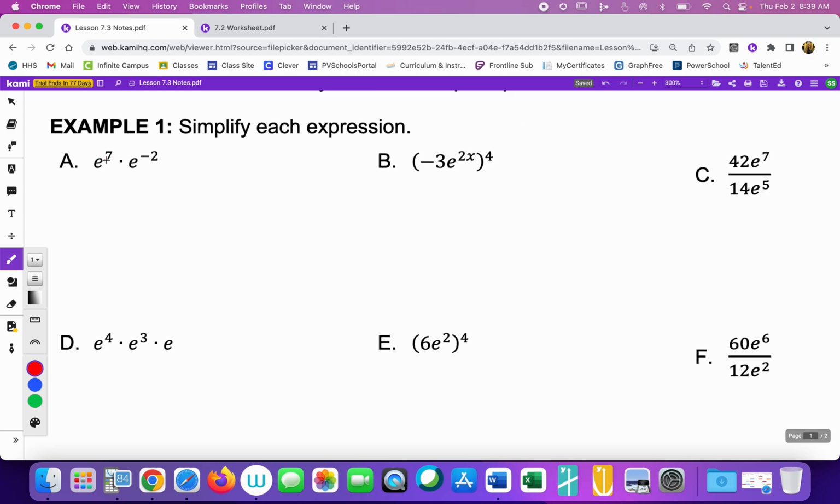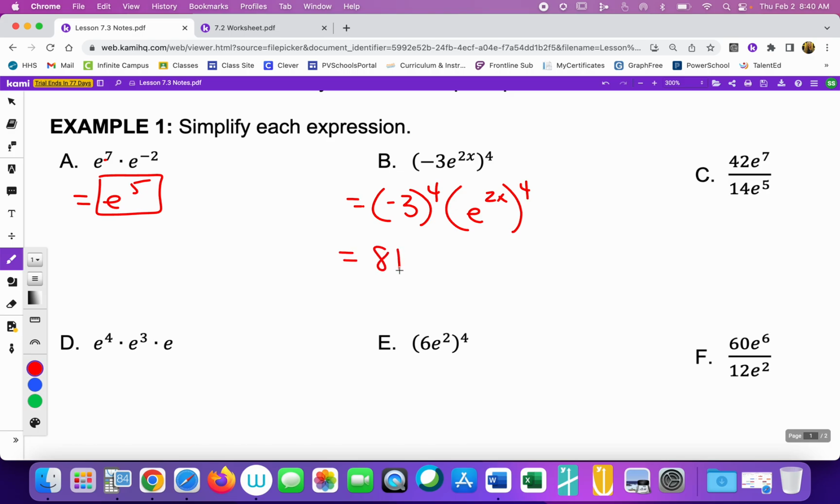You add them. Okay, so what's 7 plus negative 2? 5. So this would simplify to e to the 5th power. Okay. How would we simplify b? Now the negative 3, and some of you mumbling, okay? Negative 3 needs to be raised to the 4th power, as well as base e to the 2x. So you could split it apart like that, but that 4 applies to every base in there, including a constant. So what is negative 3 to the 4th power, since we all have calculators? 81.